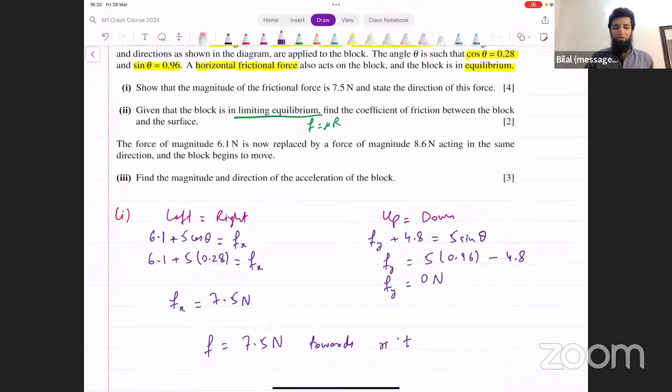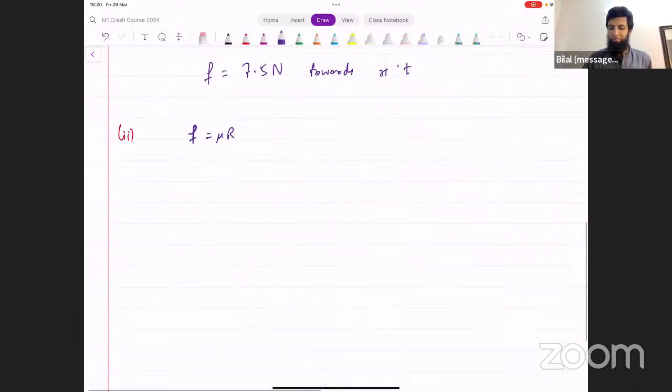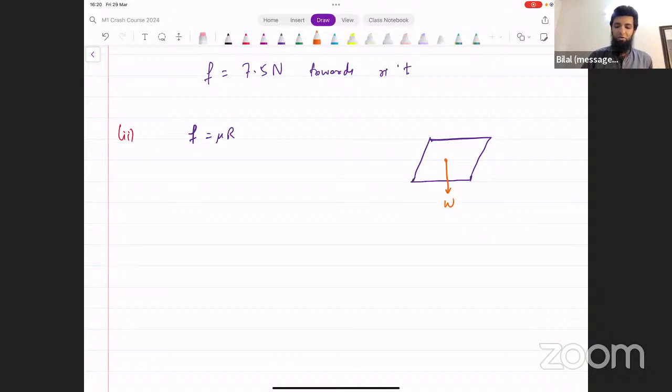Do we have the value of R? Well, think about this. We had this horizontal surface. We can actually draw it like this. This is the horizontal surface. This is the particle. And weight is applying vertically downwards. Where is reaction going to act? Reaction is going to act vertically upwards.